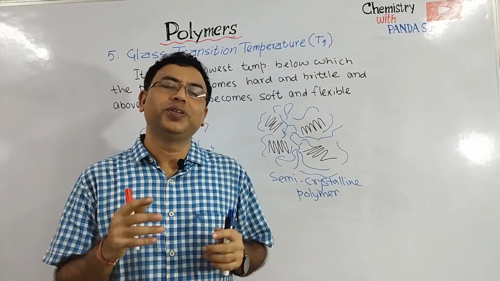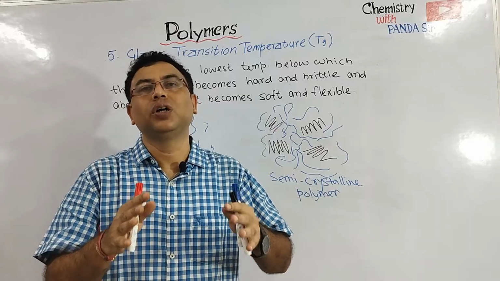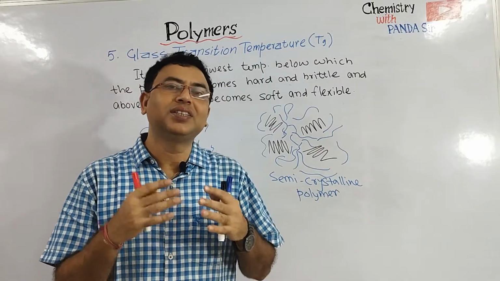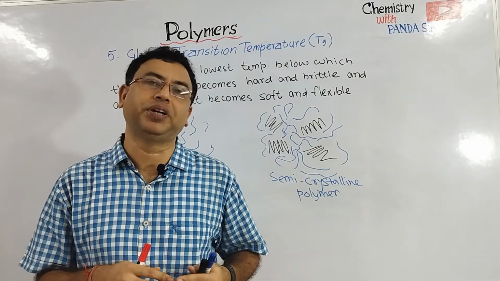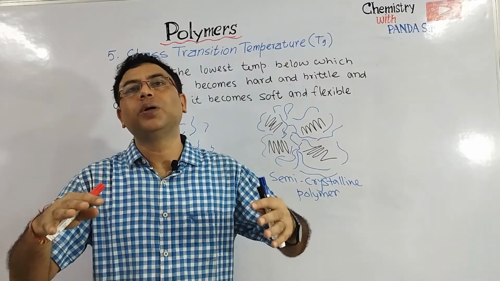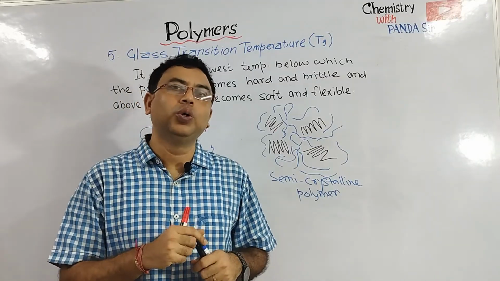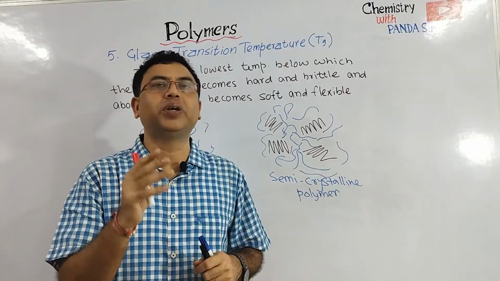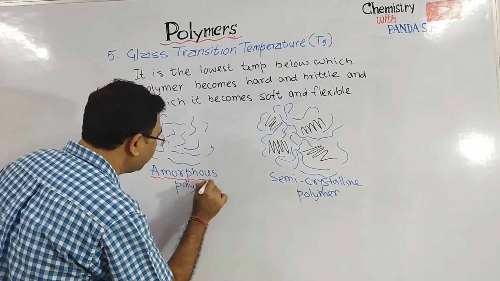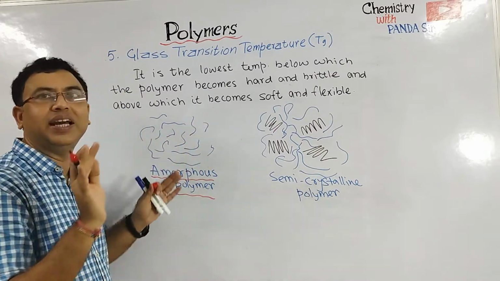Now we are going to discuss the effect of heat or temperature on the polymers. As you all know, polymers are very sensitive to heat or temperature. If we increase the temperature, the property of the polymers varies. But here we need to know the polymers are of two types basically. One is the amorphous polymer. You can see amorphous polymer where the polymer chains are randomly arranged.